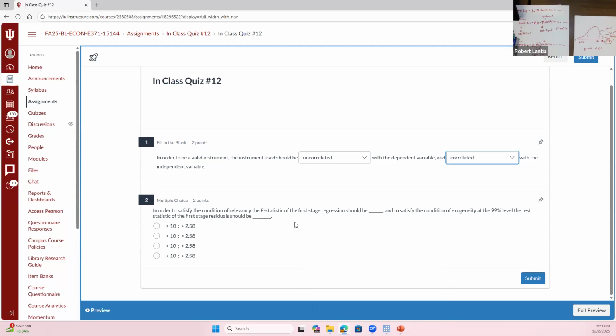I said a good general rule of thumb for instruments, anything over 10, we should have enough statistical significance to say that it is a good instrument. That instrument is endogenous to the X variable. So here we just need the F statistic to be greater than 10. We also need the coefficient's test statistic on itself to be greater than 2.58 in absolute value. Okay. So there we should be greater than 10 and greater than 2.58.